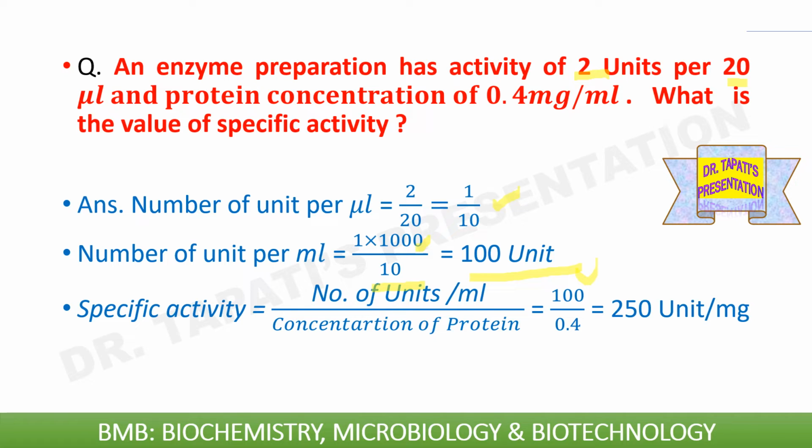So in 1 ml the protein content is 0.4. In 1 ml the enzyme activity is 100. So the answer is 250 units per mg. It is the specific activity of the enzyme.